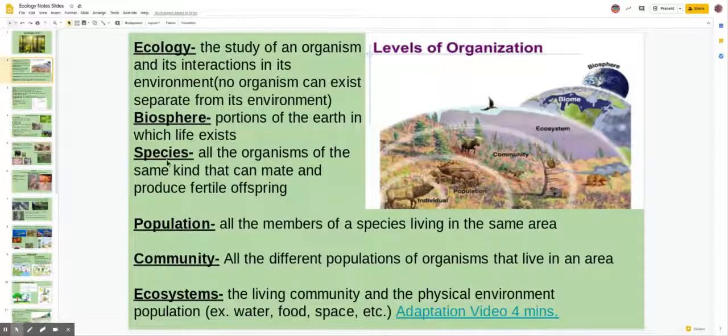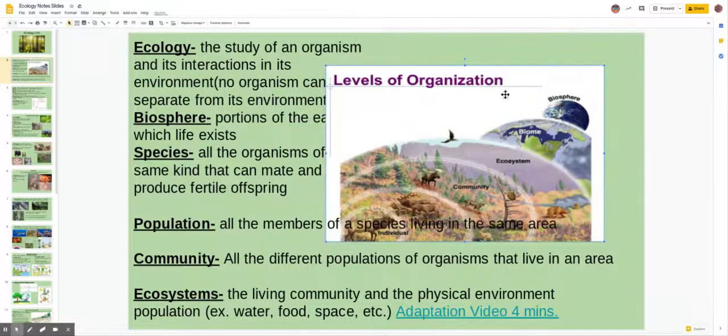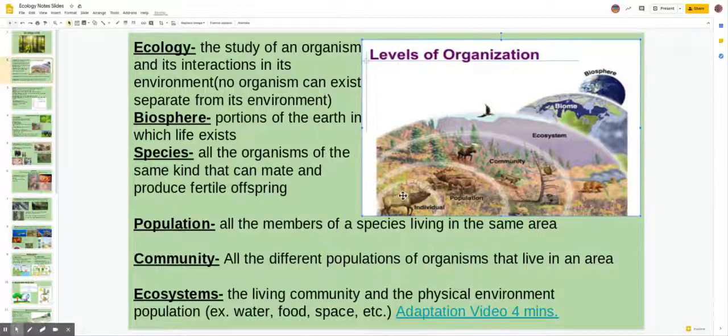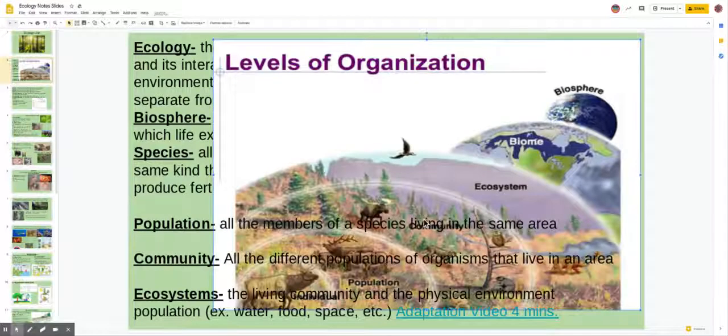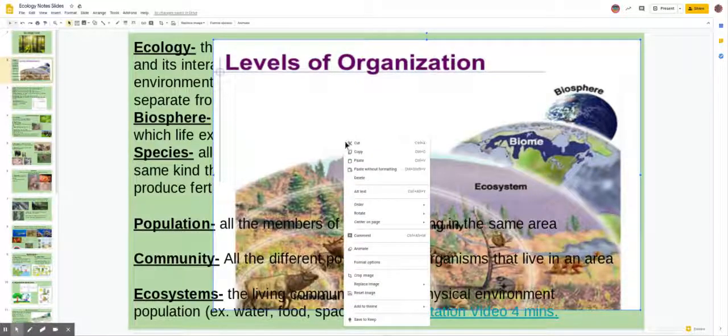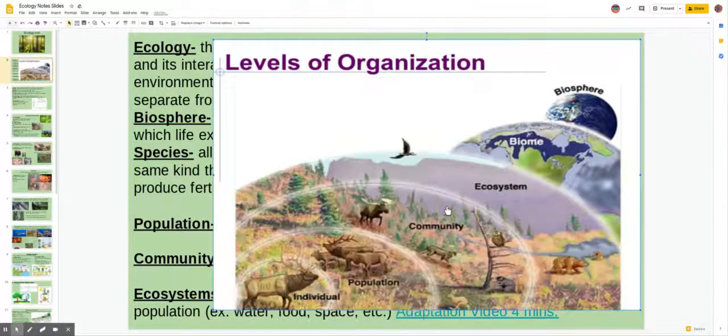So let's look at this diagram real briefly and see if we can make sense out of it. And this particular one shows the levels of complexity. Okay, so the individual is the smallest level of organization. In this case, they show an elk.